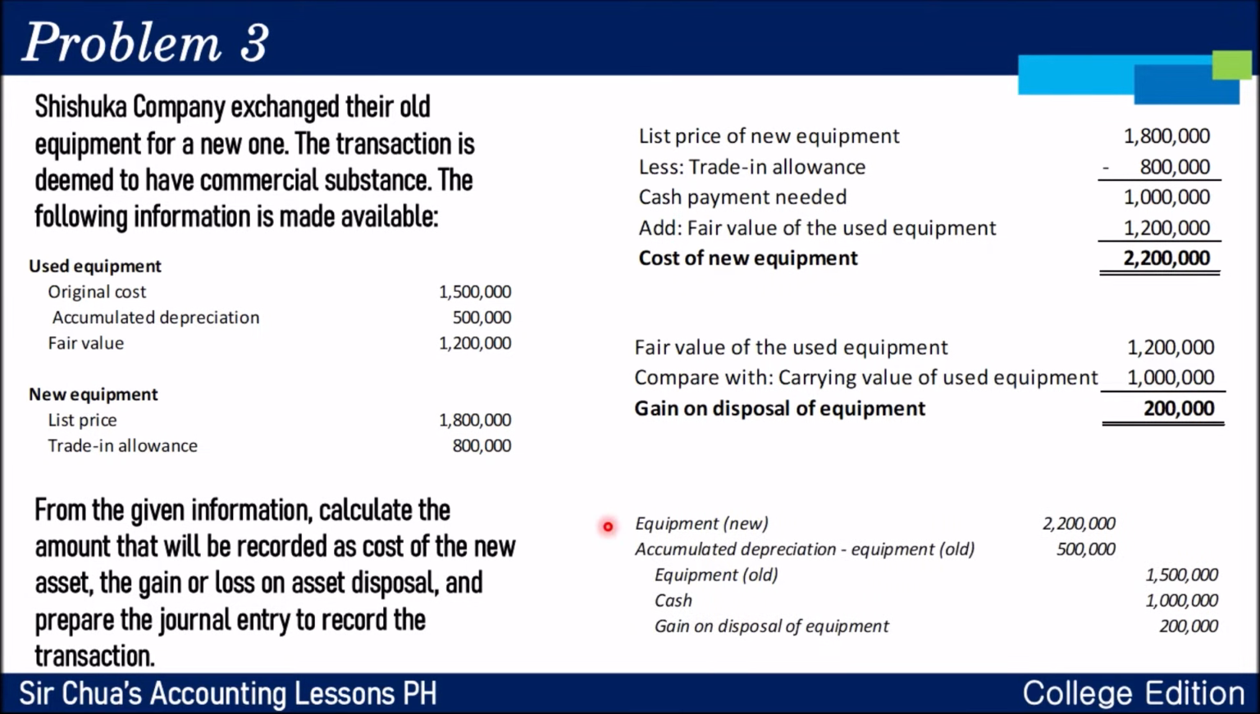So, paano po natin i-record yung ganitong transaction? You debit the new equipment to the cost of the new equipment that we have calculated, which is 2,200,000. And then, syempre, yung old equipment ay i-dispose na po. So, tatanggalin mo na po yung accumulated depreciation by debiting it at 500,000. Credit mo na rin po yung old equipment cost na 1,500,000. And then, credit mo yung cash na babayaran mo na 1 million. And then, credit gain on disposal 200,000.